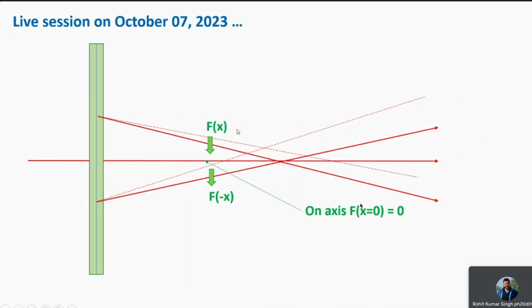Means Fx should be equal to F minus x. This can be generated with a magnetic field which is x squared, meaning Bx should also be equal to B minus x, meaning the field should be x squared for chromaticity correction. And definitely you will see that in the sextupole magnet, which is used for chromaticity correction, the field is x squared.